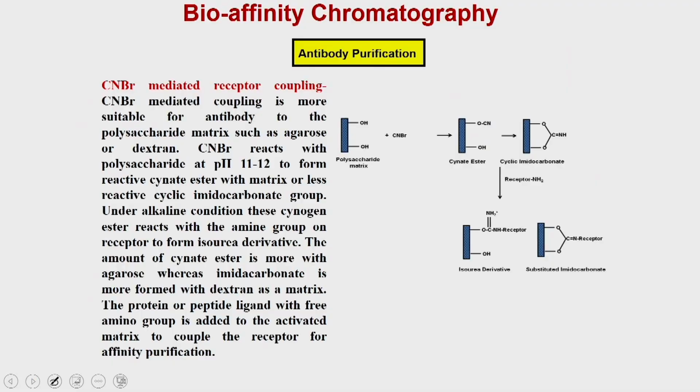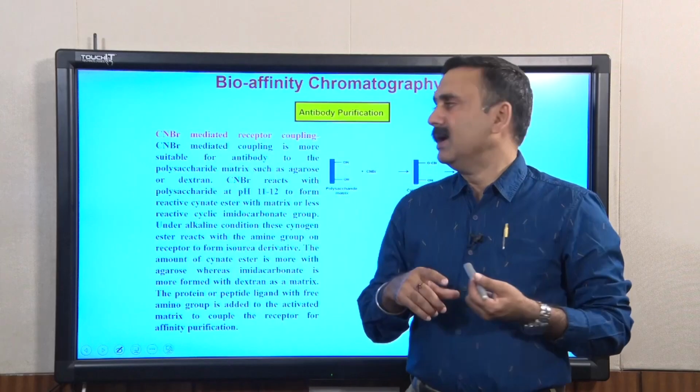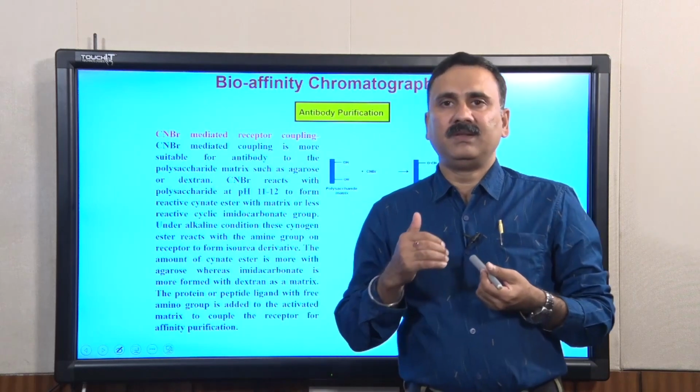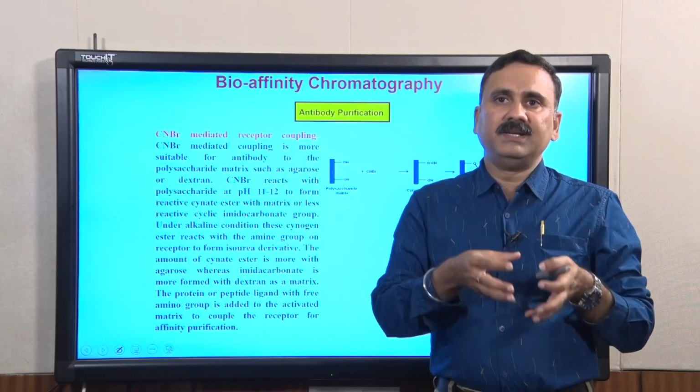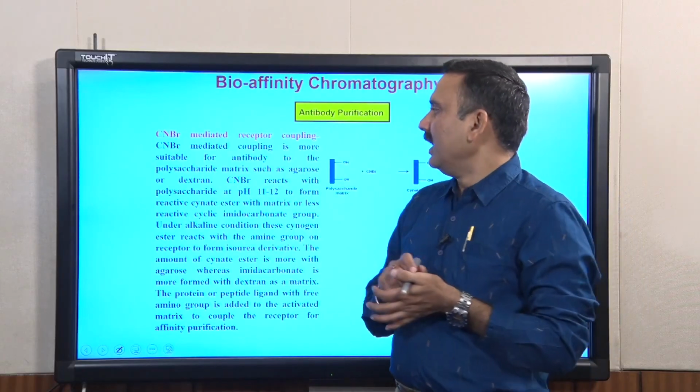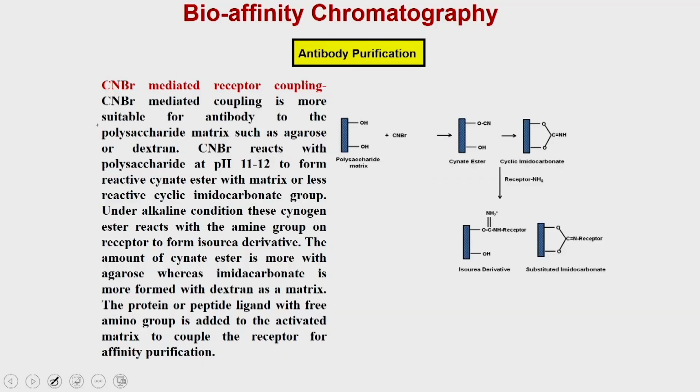In a previous lecture we discussed some of the coupling methods. Those coupling methods can also be used to couple the antigen to the beads, but what we are going to discuss today is the CNBR mediated coupling. CNBR mediated coupling is very specific for proteinaceous material like antibodies, proteins and peptides, and it is more suitable for coupling antibodies to a polysaccharide matrix such as agarose or dextran.